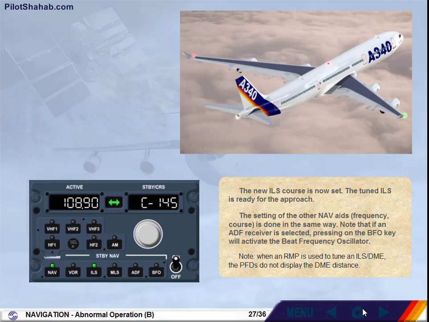Note that if an ADF receiver is selected, pressing on the BFO key will activate the beat frequency oscillator. Note, when an RMP is used to tune an ILS DME, the PFDs do not display the DME distance.